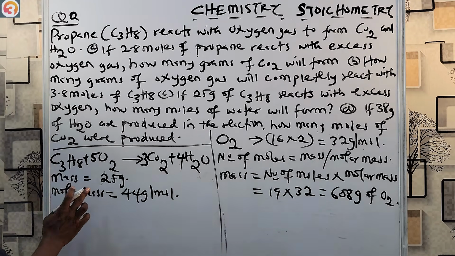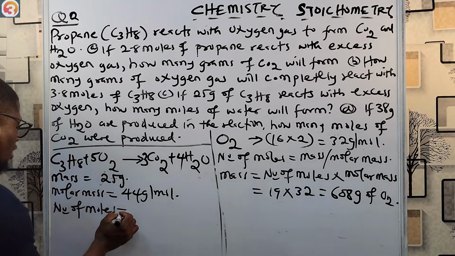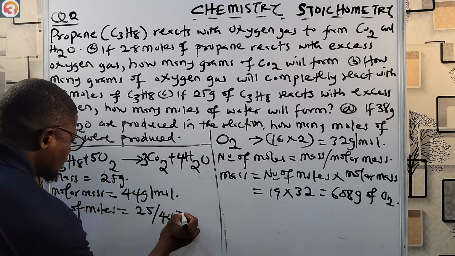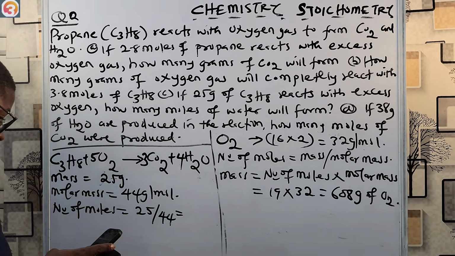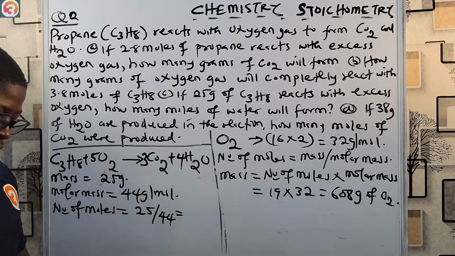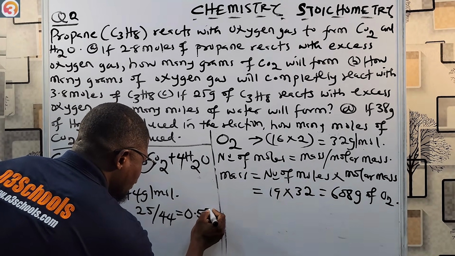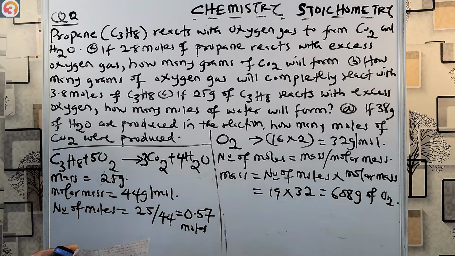So now we can look for the number of moles of propane. That is mass over molar mass. Okay, 25 over 44 is what? So let's press our calculator. 25 divided by 44 will give us 0.557. Let us say 0.57 moles of propane.